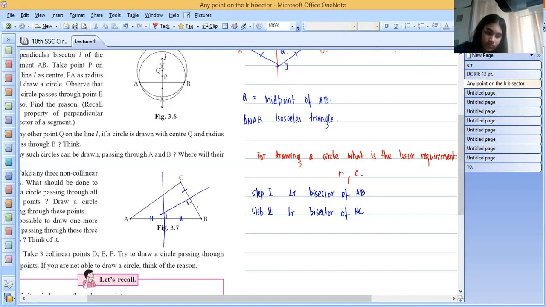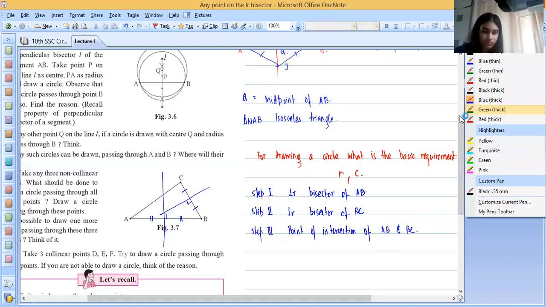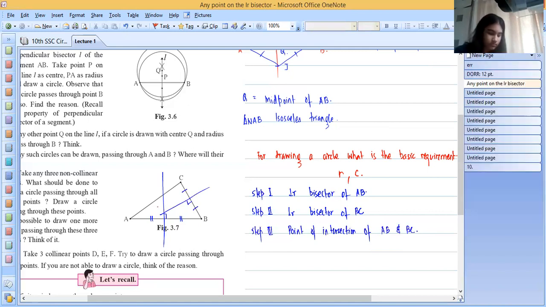So this will be equal to this. Yes. Step 3: point of intersection of AB and BC. Suppose the point is Q.